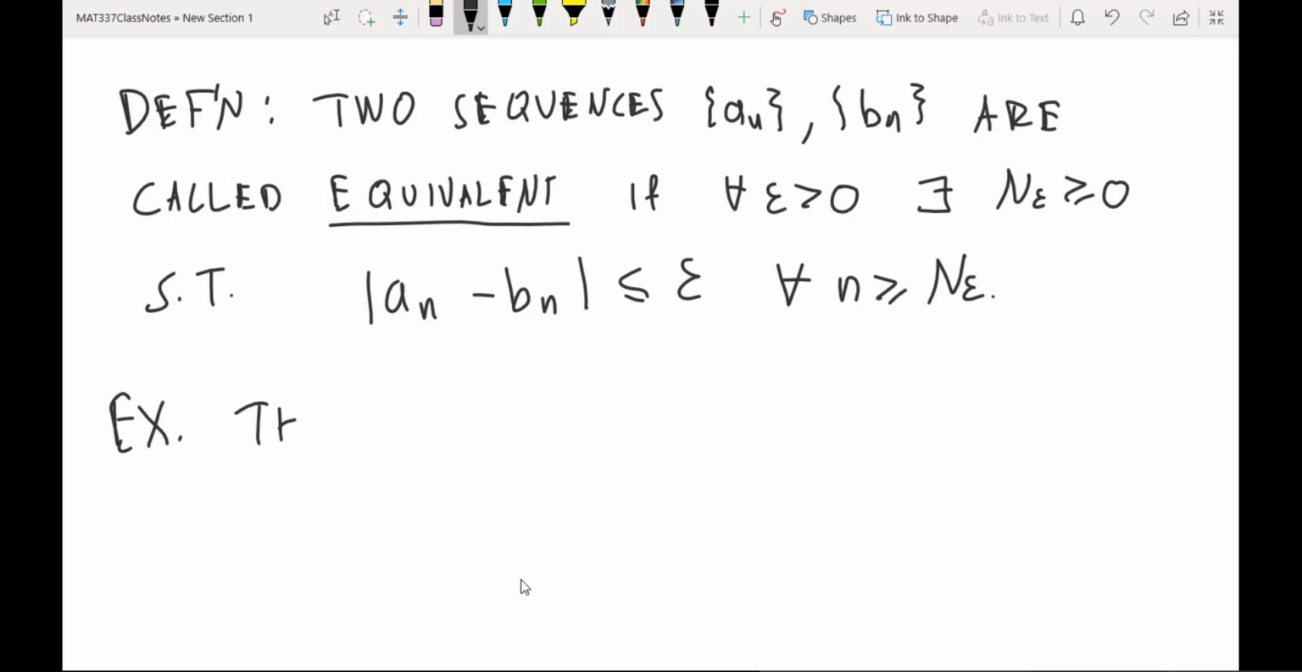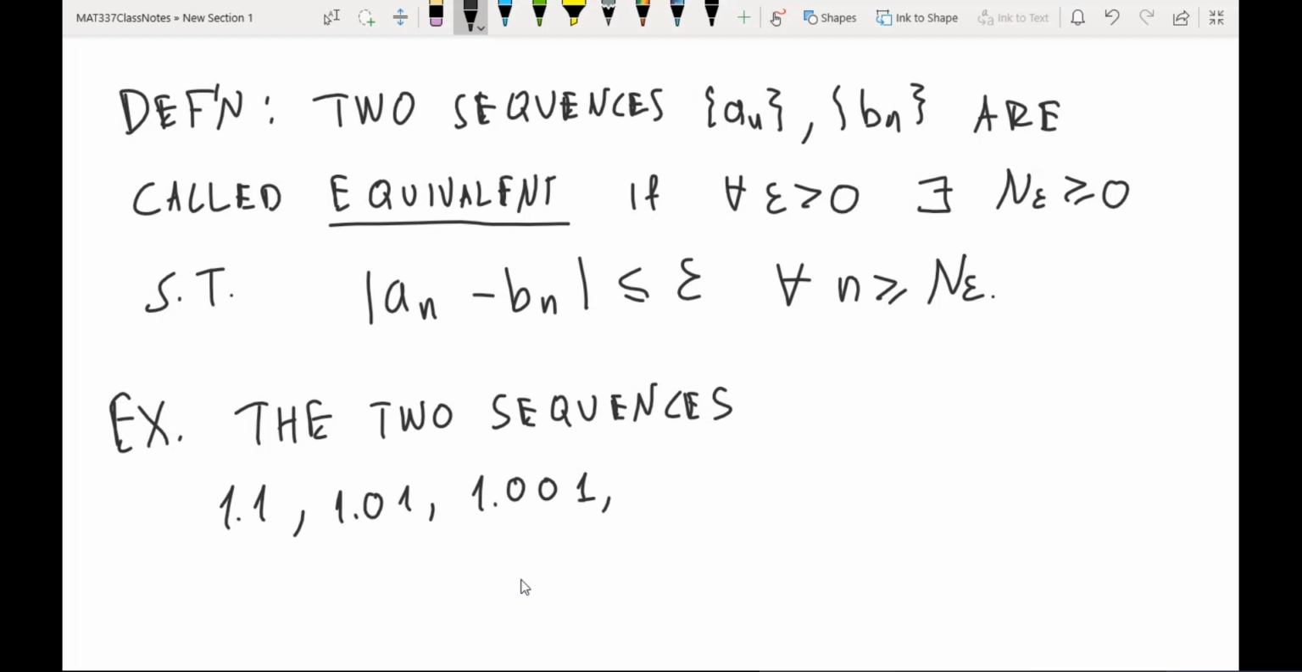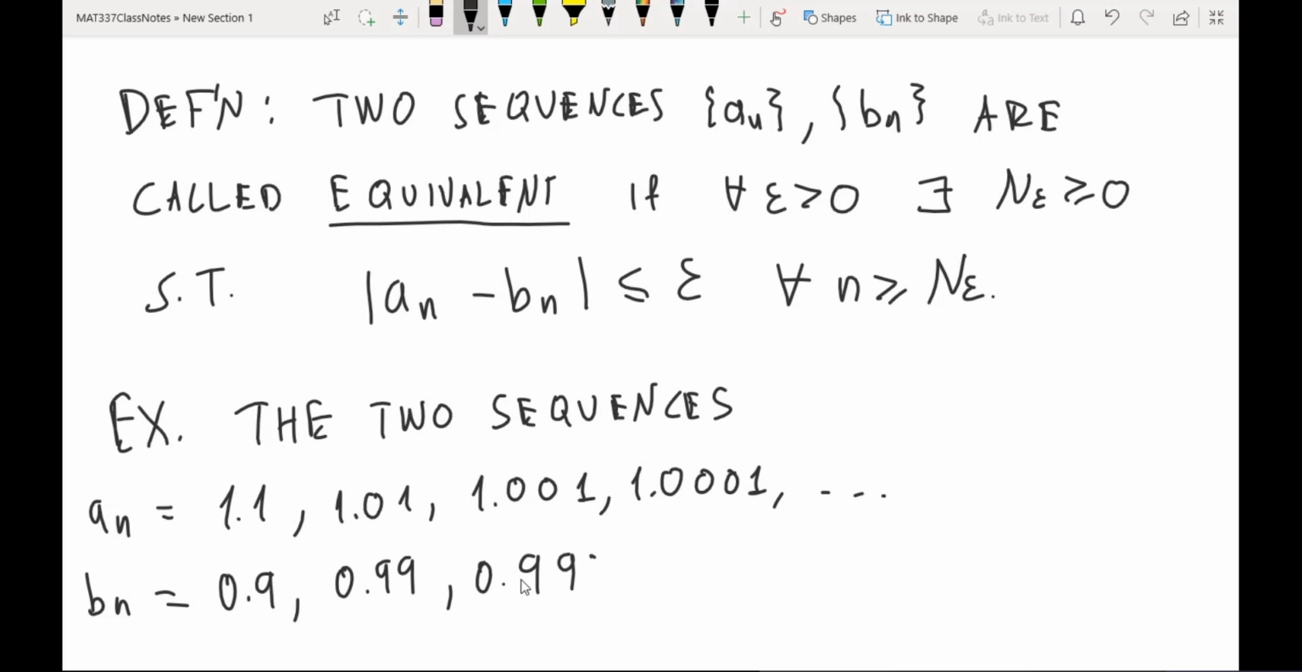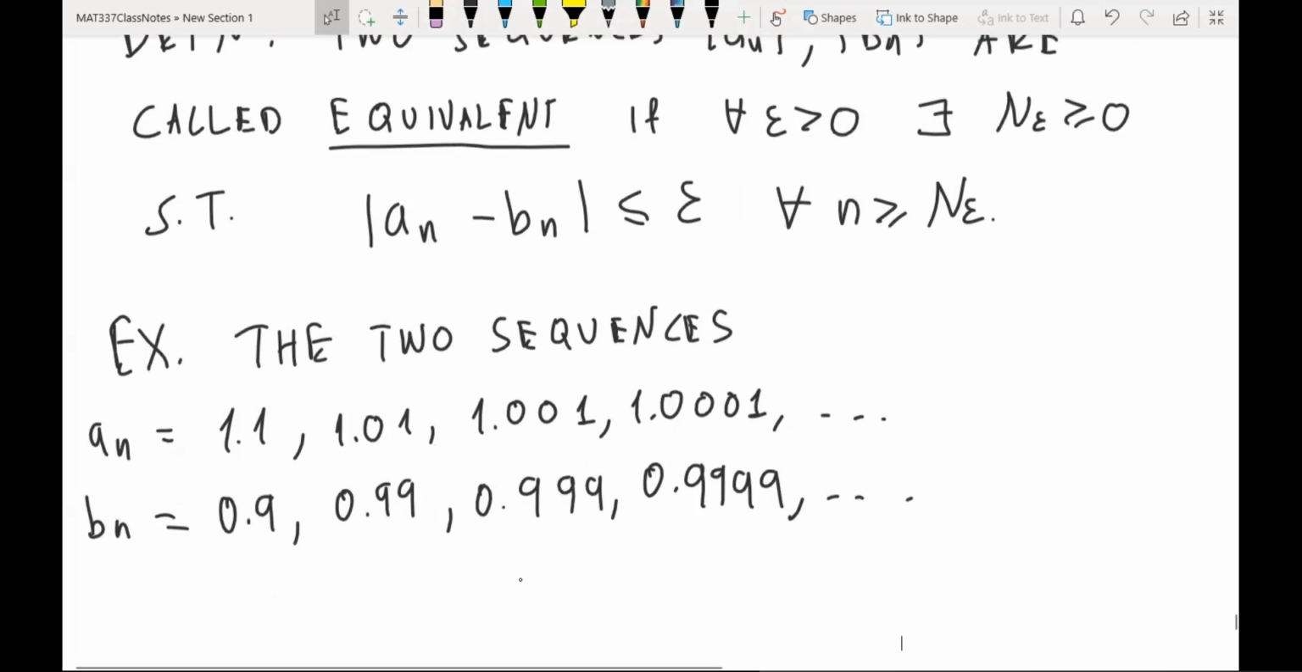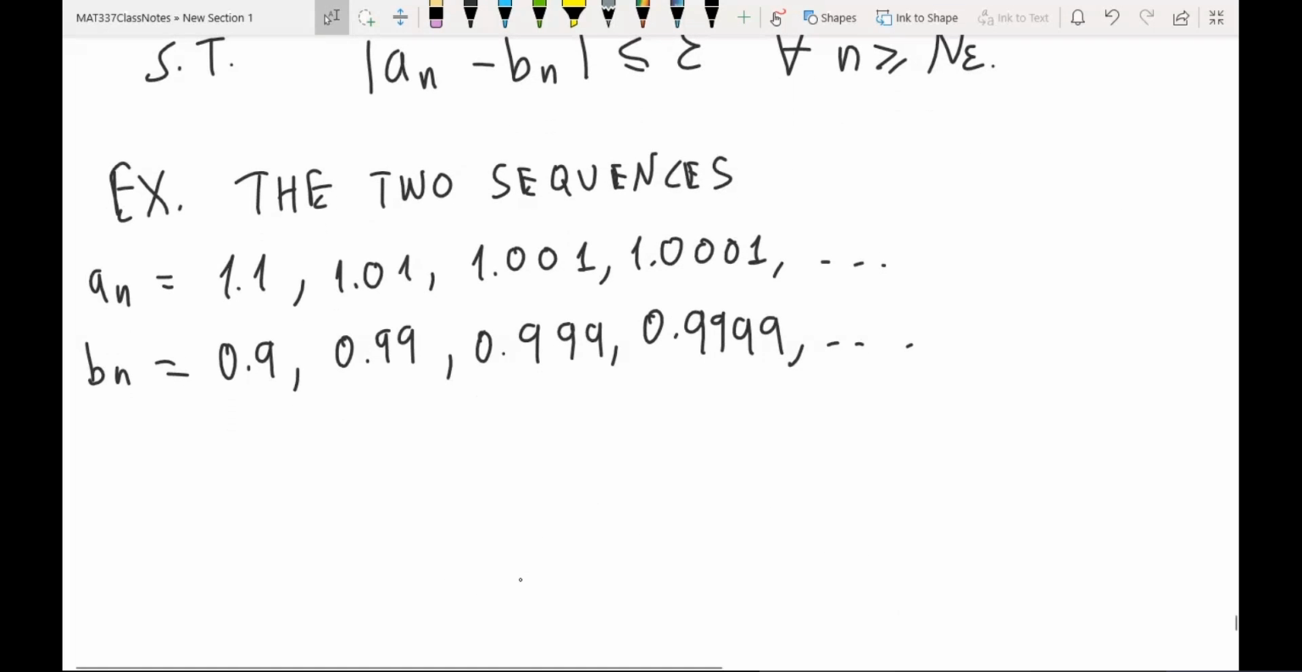So 1.1, 1.01, 1.001, and so on is one sequence. And then the second one, 0.9, 0.99, 0.999, and so on, are equivalent. So why is that? First, we write them in decimal.